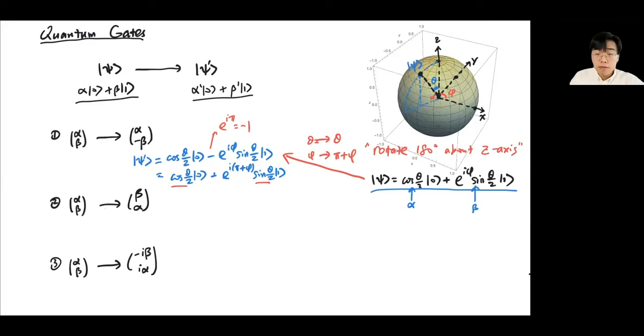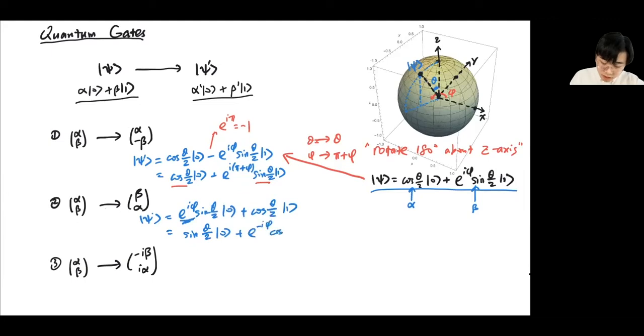Now we can do the same thing for the second transformation, where we map from alpha, beta to beta, alpha. So what is the output state? Psi prime is e to the i phi sine theta over 2, which is beta, |0>, plus alpha |1>, which is cosine theta over 2 |1>. Now we know we can multiply by a global phase to move this complex factor to the second term here. So we end up with sine theta over 2 |0> plus e to the minus i phi cosine theta over 2 |1>.